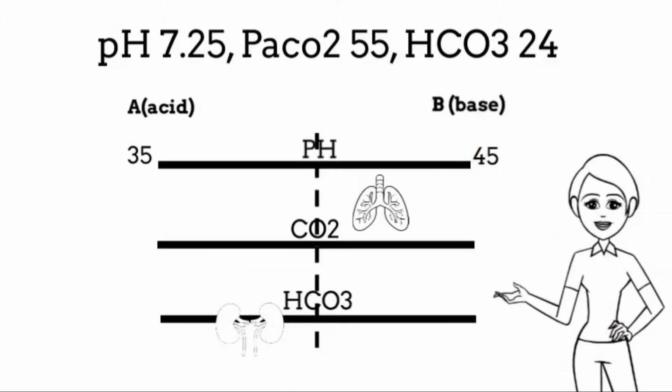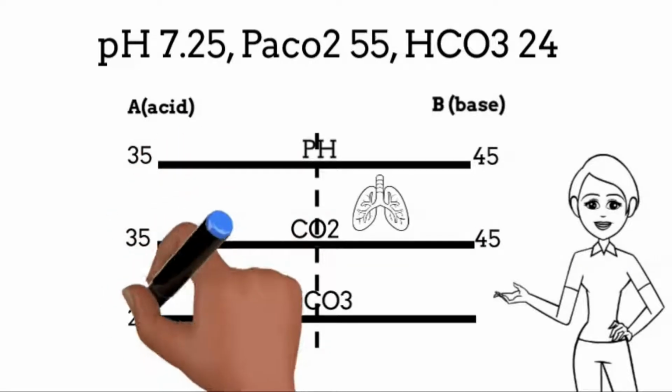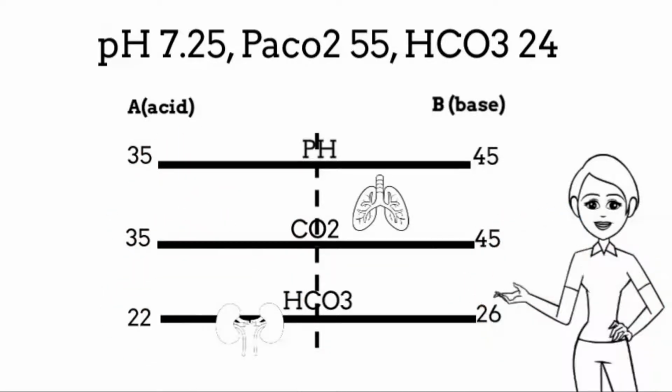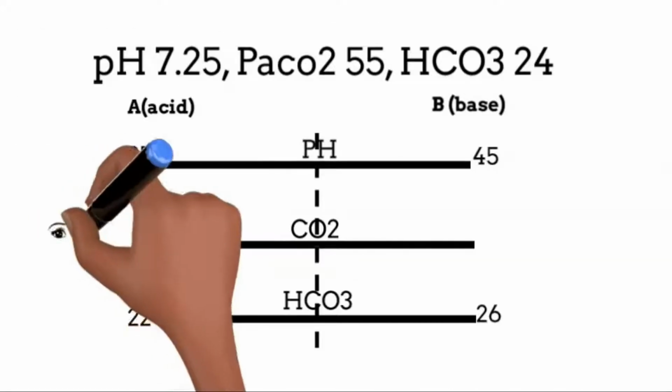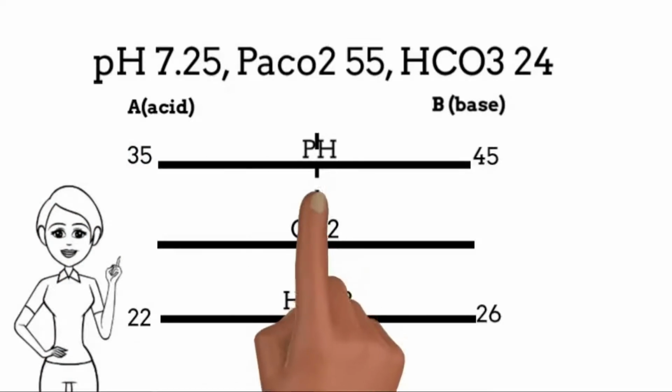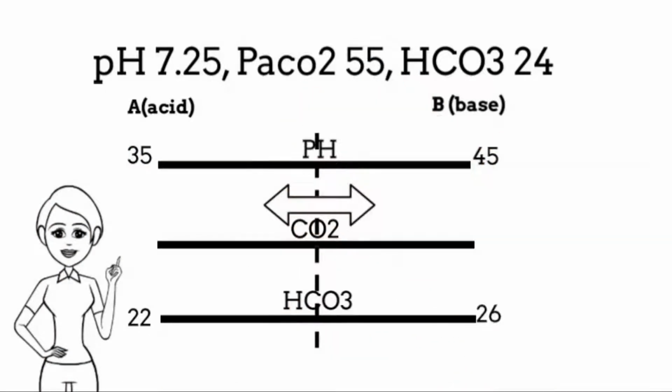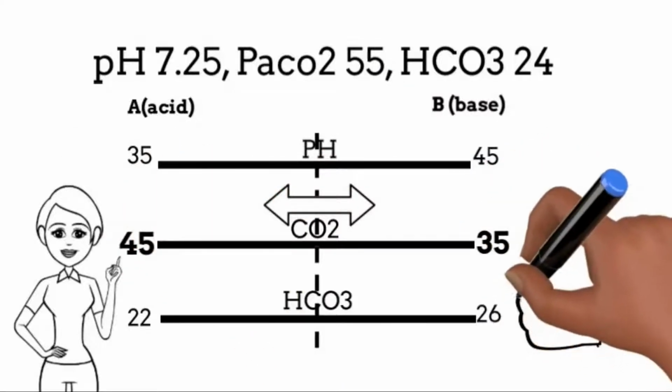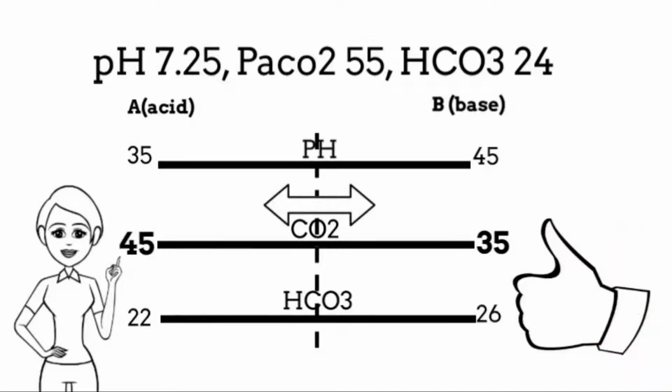Now write the normal ranges: 35, 45, 45, 35, and 22 and 26. Now don't forget to reverse your CO2 values so it reflects your acid and your base. Now you're all set.